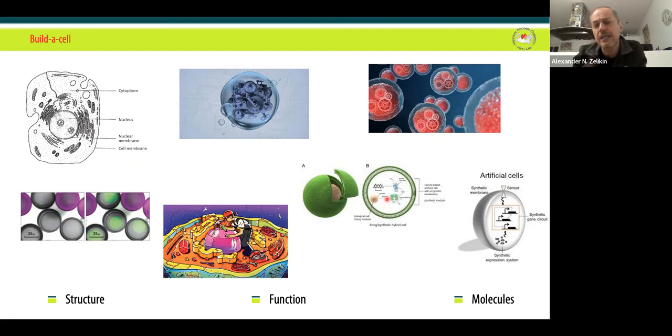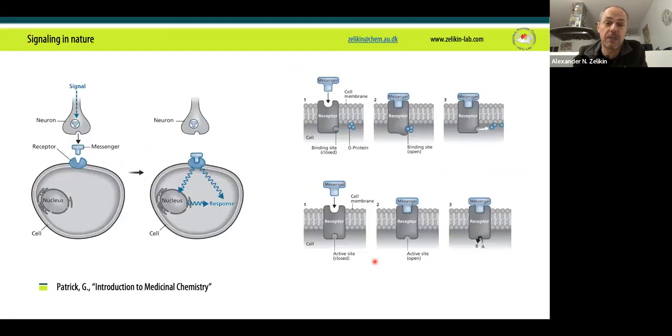And again, as a chemist, as a medicinal chemist, my view on all of this, be it structure, be it function, is that at the end of the day, I see molecules. I see molecules that make all this up. And I am wild about how molecules work in nature. And I love to mimic this in synthetic cells.